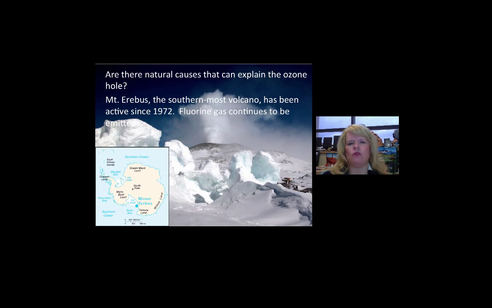Are there any natural causes that could explain this weird ozone hole that we have in the stratosphere? Well, the answer is yes. In Antarctica, there is a place, Mount Erebus, which is the southernmost volcano that's been active since 1972. Fluorine gases from that volcanic eruption are being emitted and eating through part of the ozone. So there are naturally occurring causes of ozone depletion, not just human-induced anthropogenic causes of greenhouse gases or ozone-eating gases.